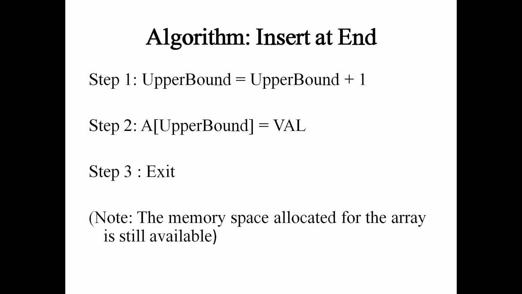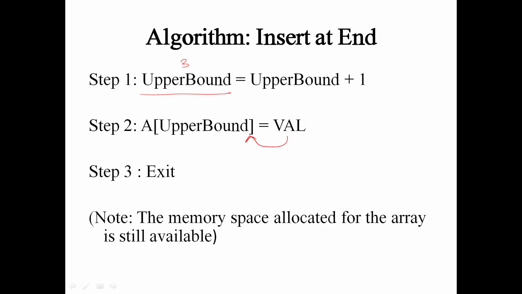So if you look at the algorithm, to insert at end, first increase the upper bound. Suppose previously you had 4 elements, so your index value is 3. Then you need to increase your index value to 3 plus 1, that is 4. And into the newly increased upper bound, you need to place your new value.